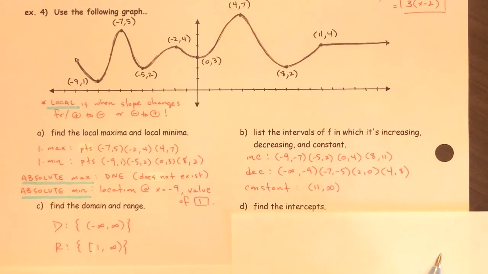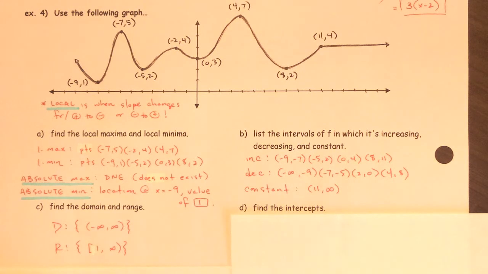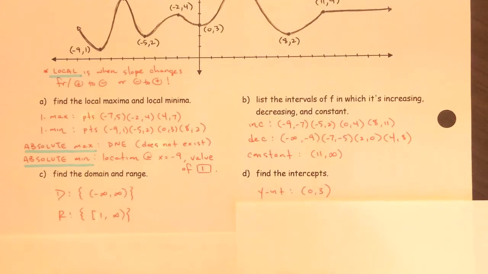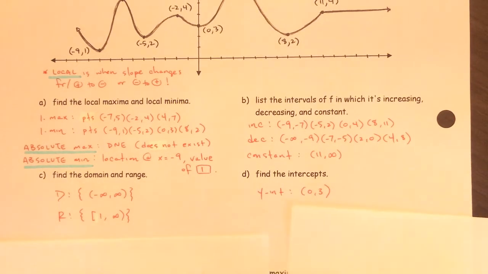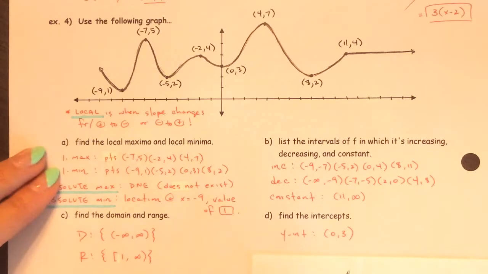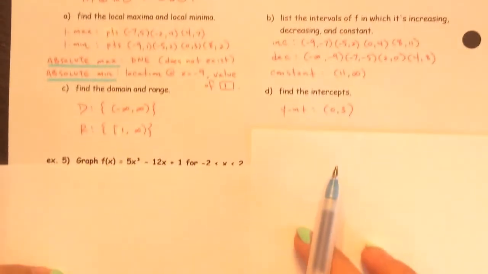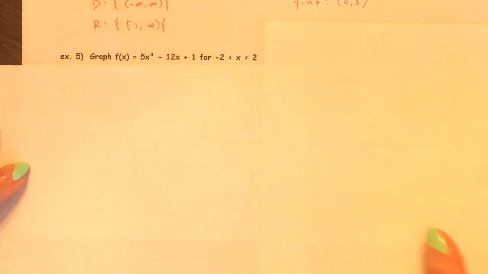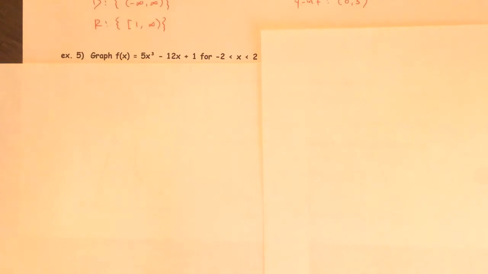Okay, find the intercepts. You have to find the x-intercepts and the y-intercepts. Well, there's just one, a y-intercept. Is that it for that one? Yeah, that's it for that one. So you jotted all that down. The last part, you need a graphing calculator, so you might have to pause this, but you need a graphing calculator.